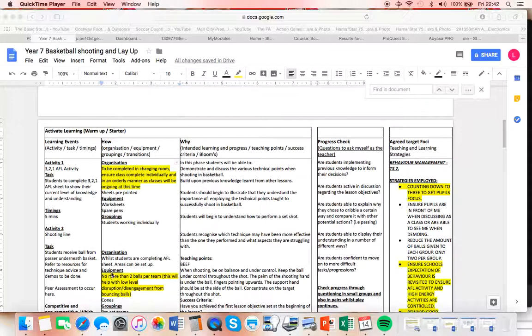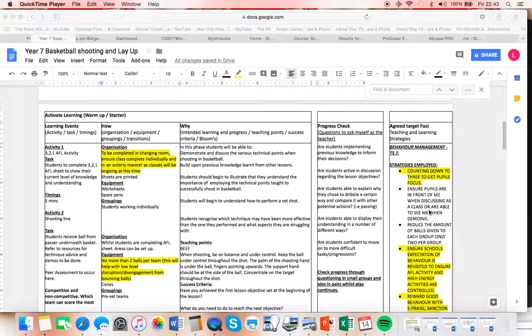As well, just a little one here in terms of the equipment and how I implemented the school's behaviour policy. To eradicate any kind of the behaviour policy not being followed, I used just 2 balls per team, meaning that if students were disrupting others' learning by bouncing the ball or affecting the learning environment of others, then this would have been eradicated by the amount of balls I used. So that kind of stopped it in its tracks.